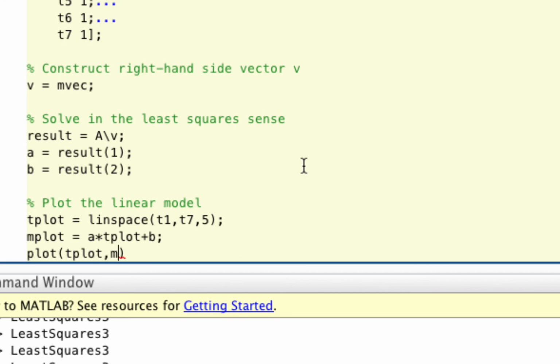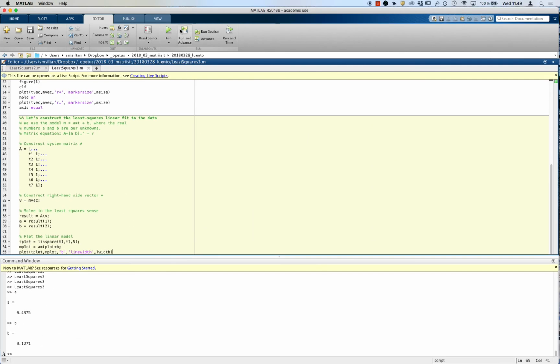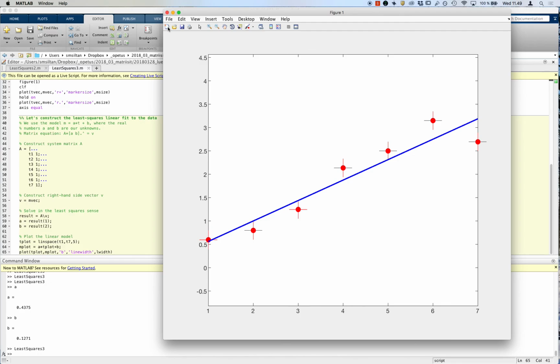t plot, m plot. Let's plot it in blue. Like this. So let's see. So there you have it. This is the least squares fit of a linear model.